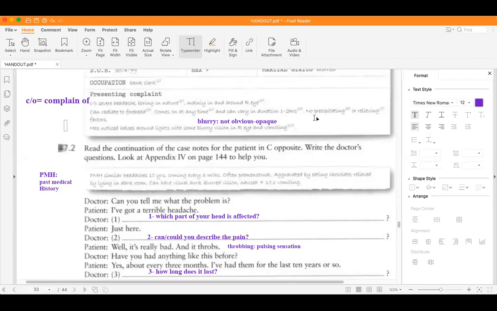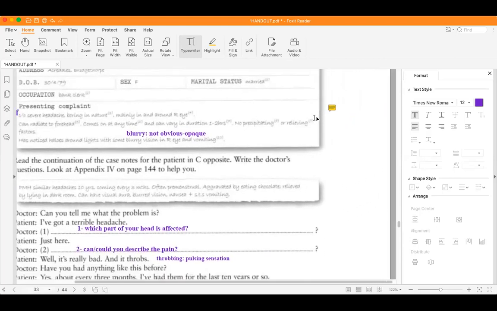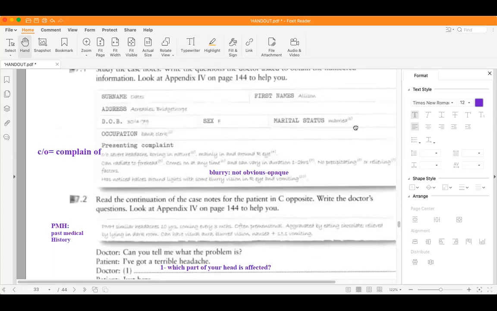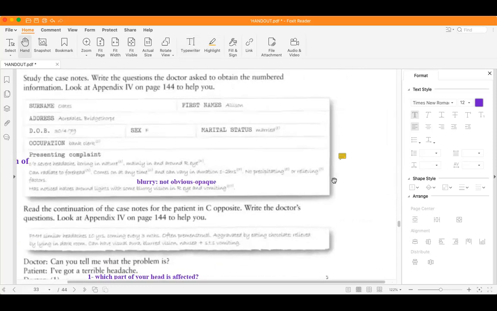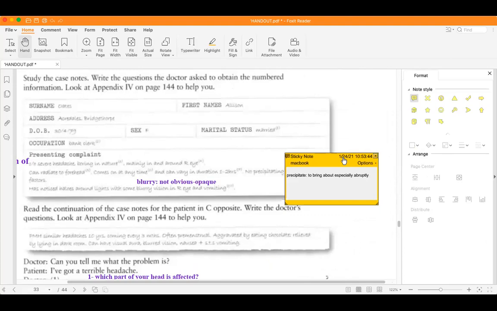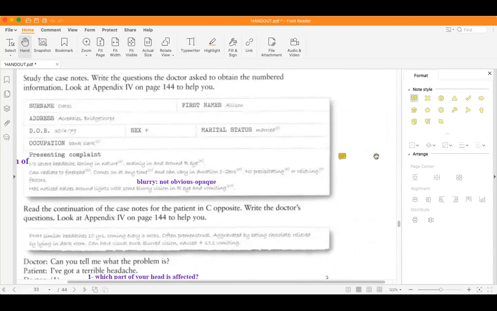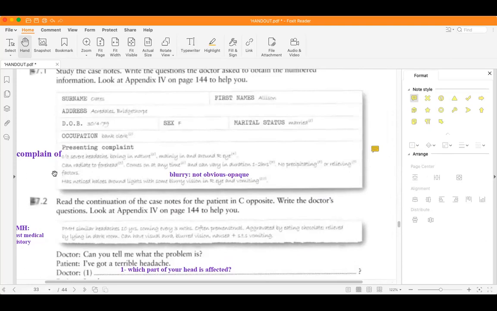No precipitating. What is the meaning of precipitating? It means that nothing brings it about or nothing causes this pain. That the patient did not observe anything that makes the headache start. All right? No precipitating or relieving factors.